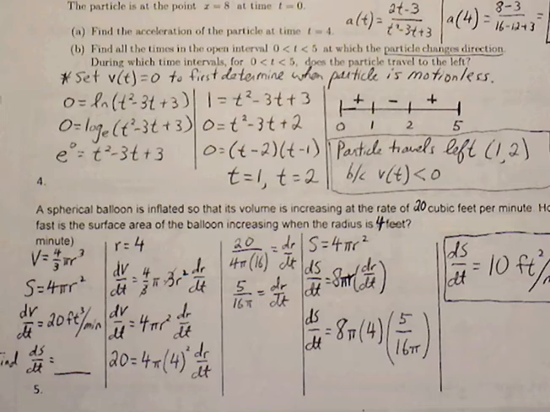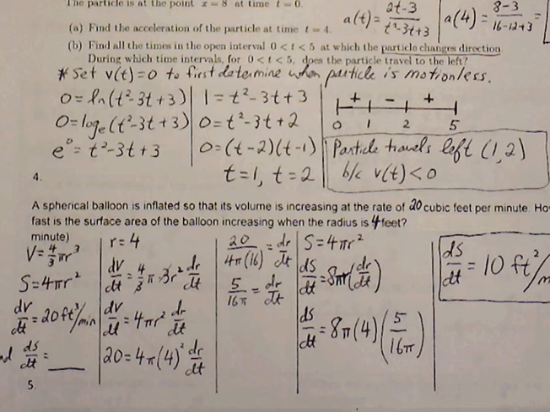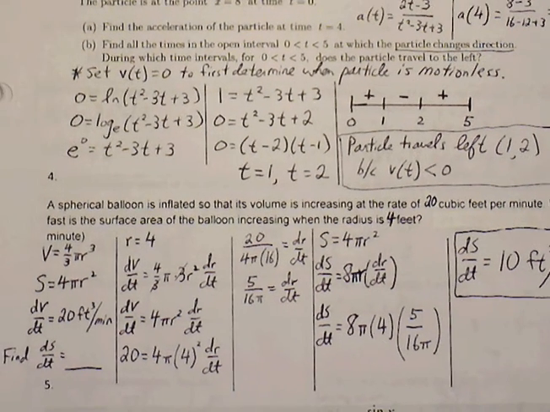Okay, number 4, we have a spherical balloon. It's inflated, so its volume is increasing at a rate of 20 cubic feet per minute. How fast is the surface area of the balloon increasing when the radius is 4 feet?